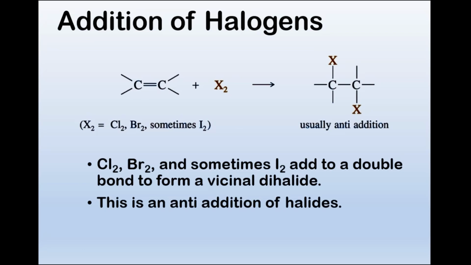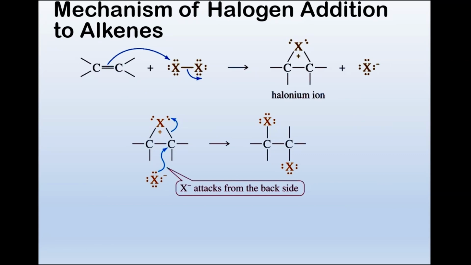And we see that it's an anti-addition. So why is it anti-addition? The mechanism should show us. So imagine this big polarizable electron cloud. We can have an induced dipole. Imagine this one's a little more positive. So these electrons jump out and grab that. And notice we get this three-membered ring. Where have you seen a three-membered ring that has a positive charge on it before? Yeah, the mercuration-demercuration reaction.